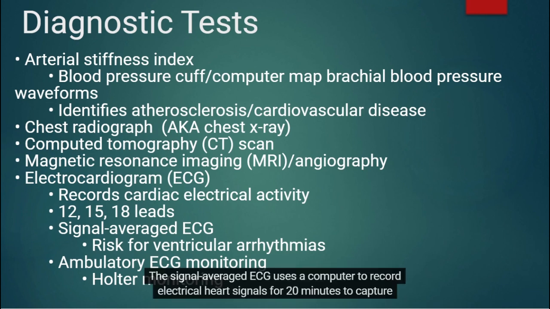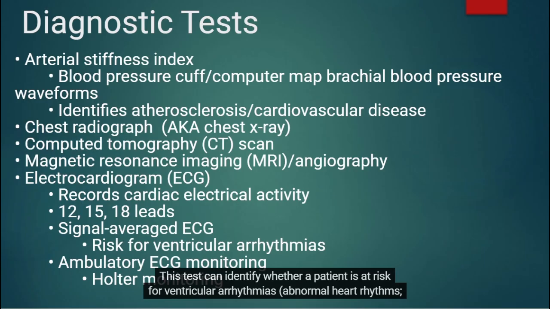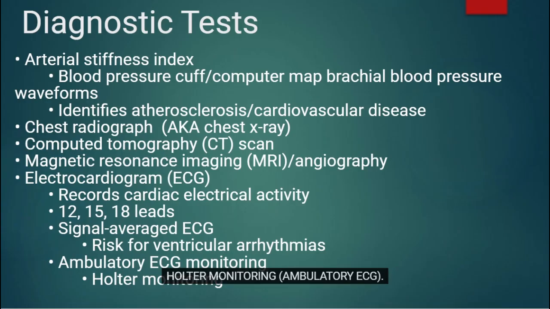Signal average ECG. The signal average ECG uses a computer to record electrical heart signals for 20 minutes to capture undetected low-level signals that are averaged. This test can identify whether a patient is at risk for ventricular arrhythmias, abnormal heart rhythms, also known as dysrhythmias.